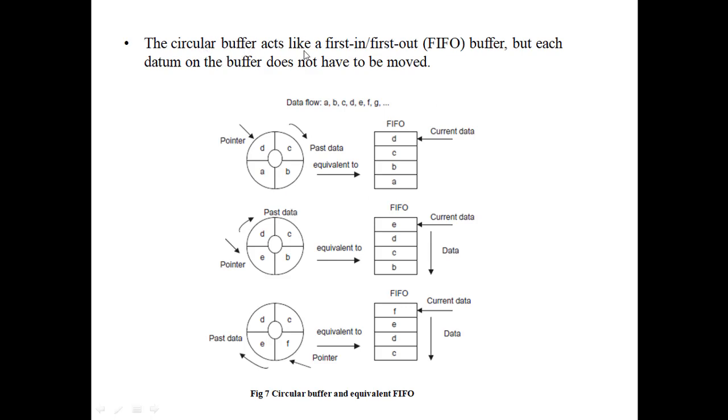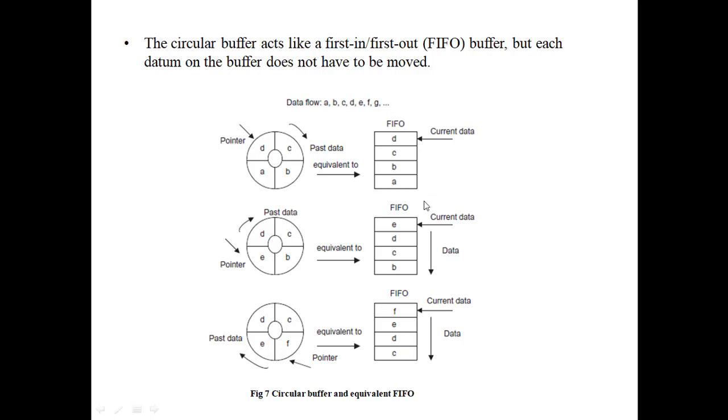The circular buffer acts like a first in first out buffer, but each datum on the buffer does not have to be moved. The only thing is we have to update the pointer to the newest datum. Let me compare the circular buffer with the sequential buffer.